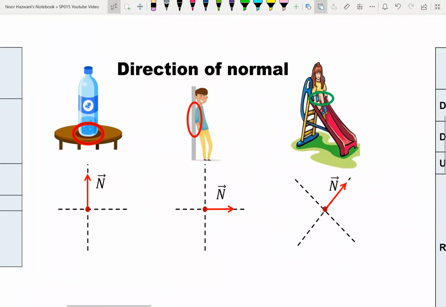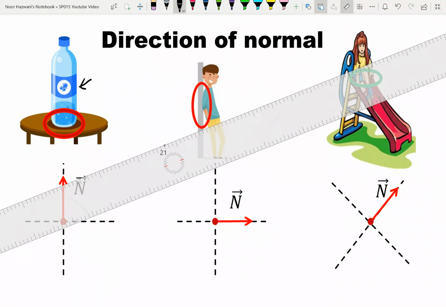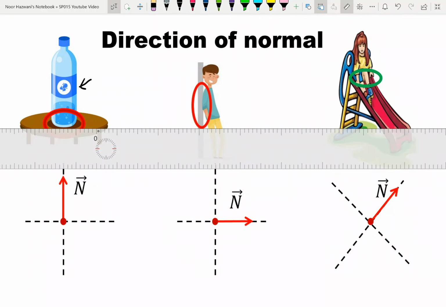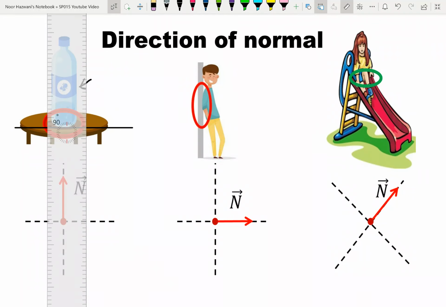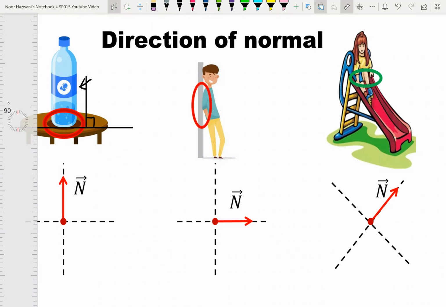Okay, so macam mana kita nak lukis normal? First you kena identify you punya objek. Sekarang objek kita untuk yang pertama adalah botol air. So yang I circle tu adalah dia punya surface, contact between the bottle and the table. So you punya normal mesti 90 degree to this surface. Kalau 90 degree mestilah ke atas kan? So that's why normal you ke atas.